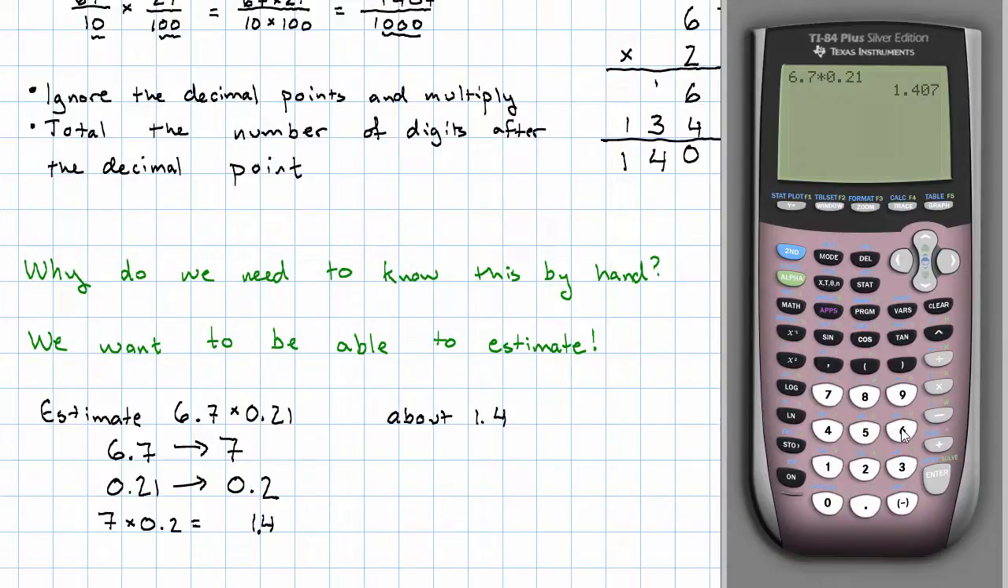If I were to, for example, accidentally punch that in as 6.7 times 2.1, I would get something that's around 14, and immediately know that that couldn't possibly be right. So, why do we need to do this by hand even though we can do it on a calculator? We want to be able to predict about what our answer will be so that we'll know immediately if we've punched it in incorrectly.